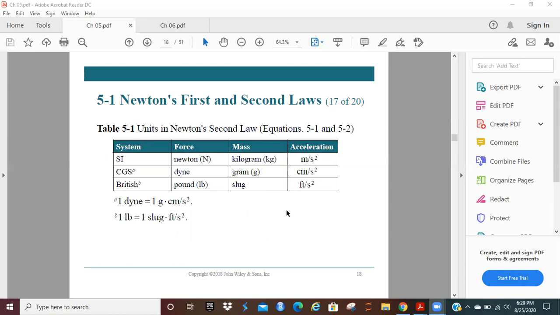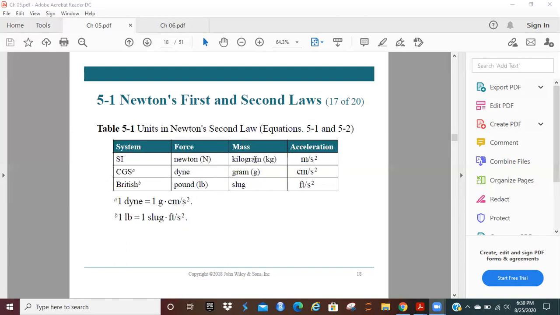Okay. Here's some interesting dimensions of force and mass and acceleration. I'm not sure if you've heard of these yet or not. If you're looking in the SI system, your force is going to be measured in newtons. CGS, it'll be dynes. And if you're looking at the British system, the imperial system sometimes it's called, that's going to be called pounds.